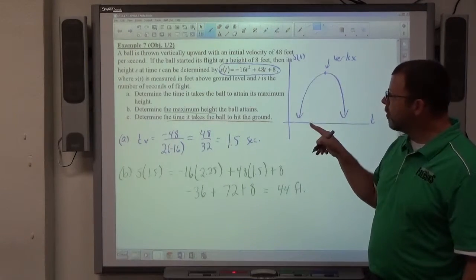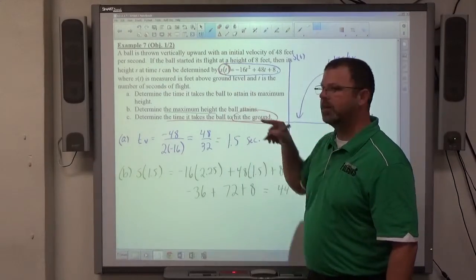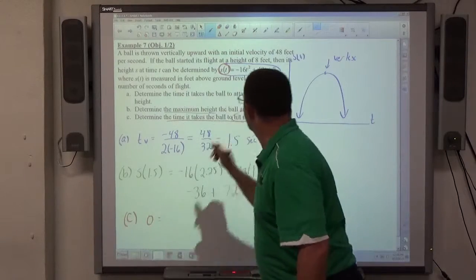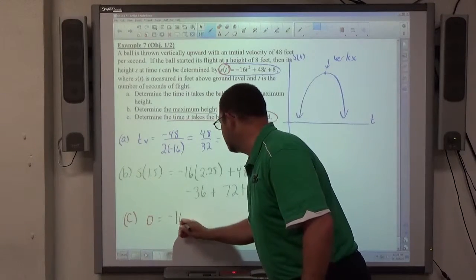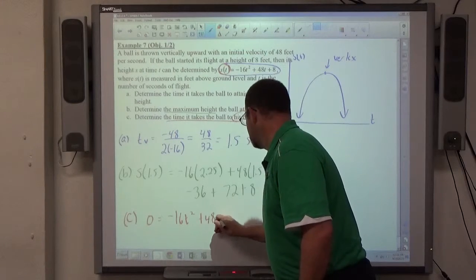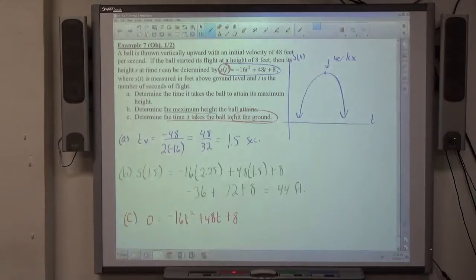Anyway, determine the time it takes the ball to hit the ground. Hitting the ground is a height of 0. Height is S of t. So they're letting S of t equal 0, equal to the quadratic function, negative 16t squared plus 48t plus 8. Now, chances are that won't factor. It won't factor easily, if it does factor. So I would probably go directly to the quadratic formula.